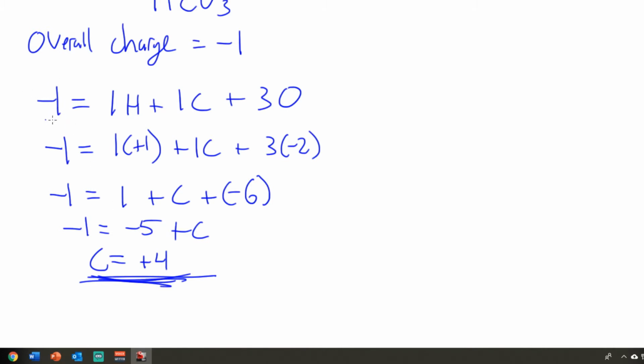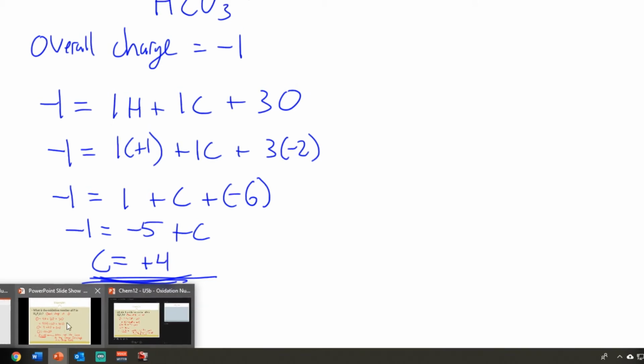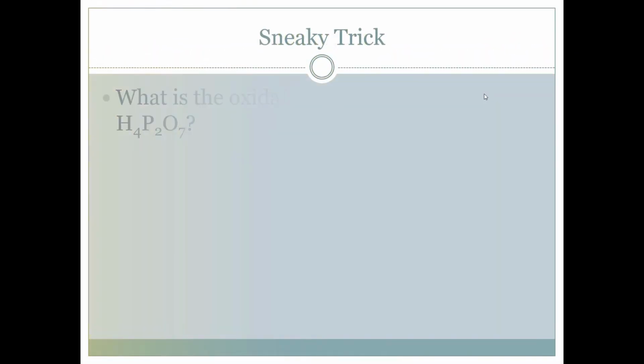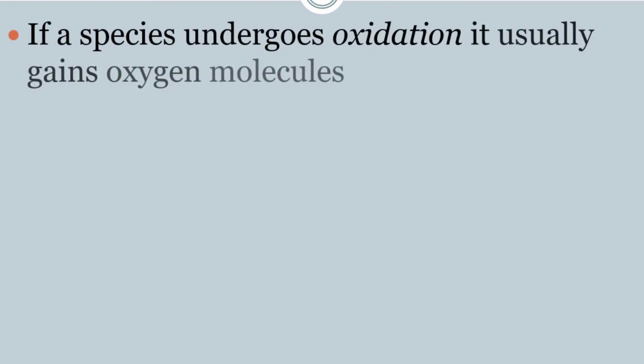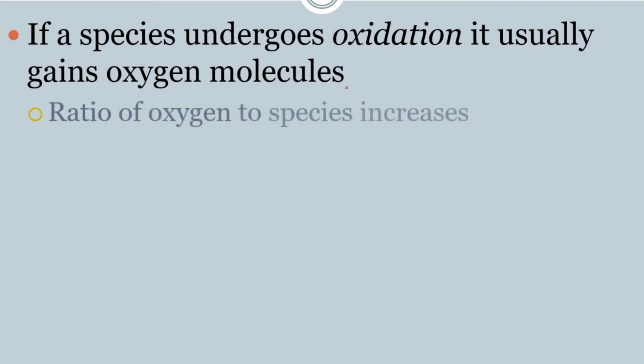All right, so now on to the sneaky little trick for noticing whether something becomes oxidized or reduced. This goes back to something somebody asked in class when I was having them predict what oxidation is, and somebody mentioned, does it gain oxygen? And yes, in a lot of cases, you can tell a species undergoes oxidation if it gains oxygen molecules, or oxygen atoms. So if the ratio of oxygen to other things increases, you can say, okay, this thing has been oxidized because it has gained oxygen atoms or oxygen molecules.